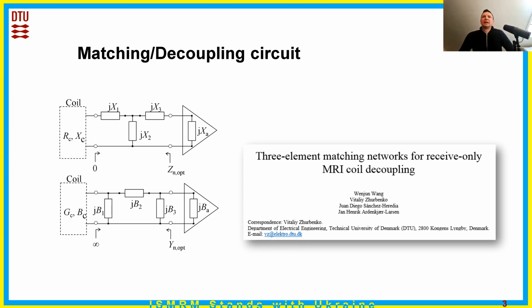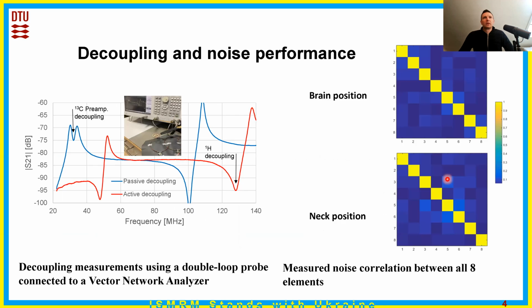At the resonance frequency, the input impedance of the coil is approximately 1.8 kilo ohm when sample loaded. The design equations can be found in this paper. The effect of decoupling is visible when measuring with a double loop probe. This local minimum is the result of preamplifier decoupling.